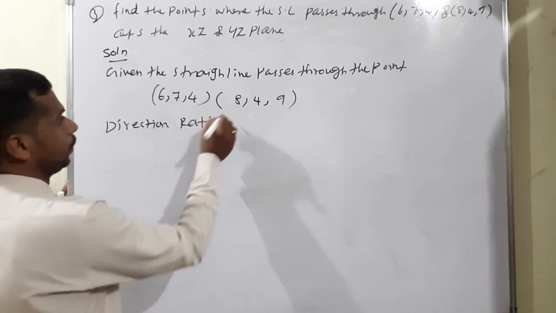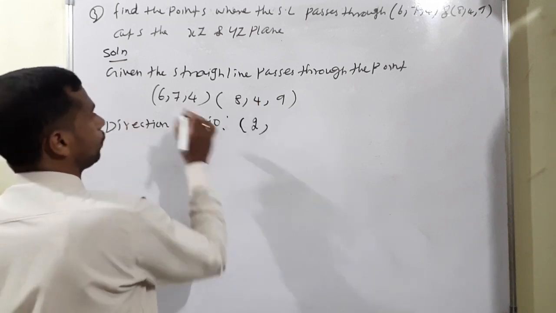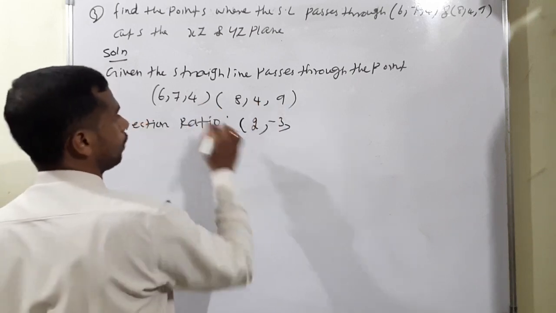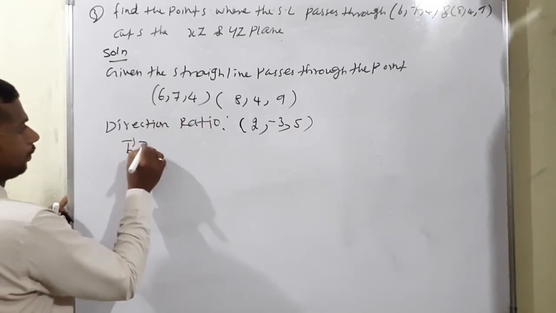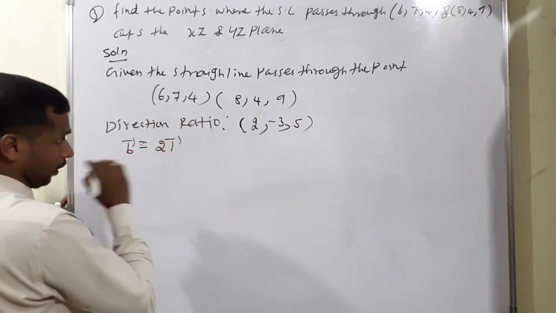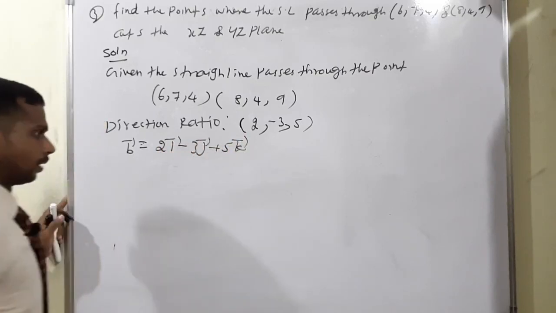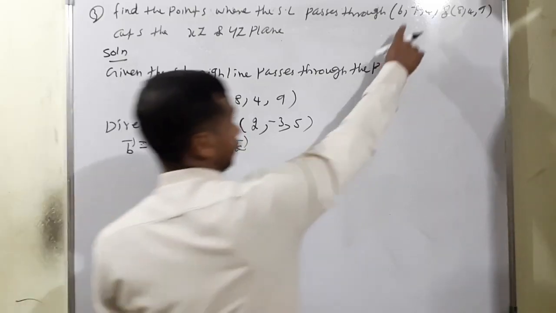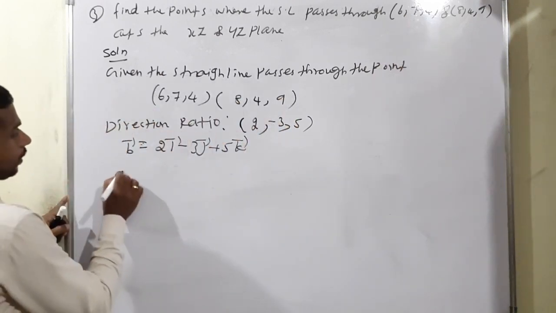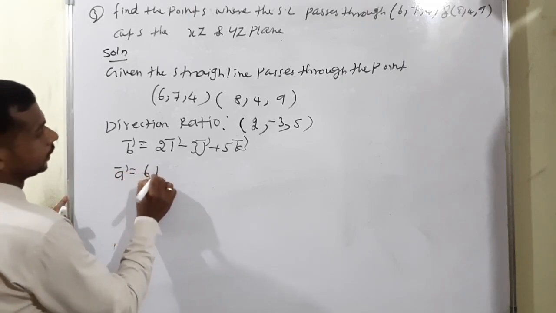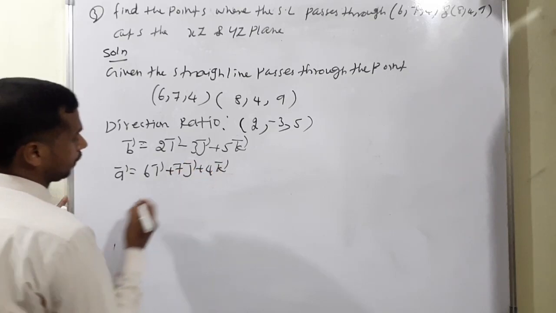Minus 8 minus 6 means positive 2, 4 minus 7 means minus 3, 9 minus 4 means positive 5. This is called B vector. So B vector is equal to 2i vector minus 3j vector plus 5k vector. So the first one, condition for A vector: A vector is equal to 6i vector plus 7j vector plus 4k vector.